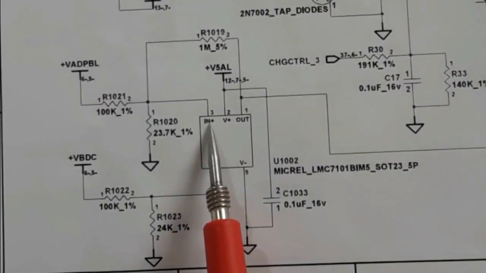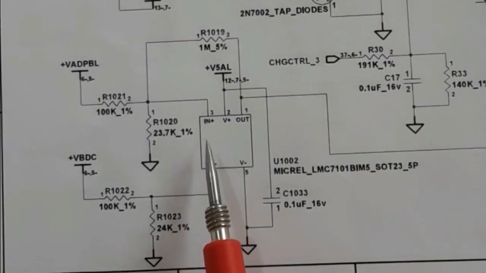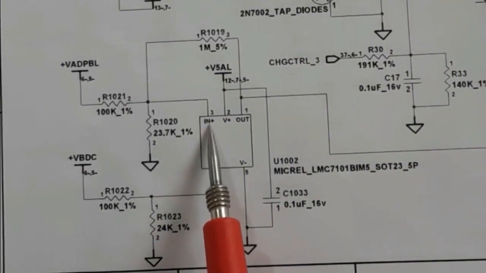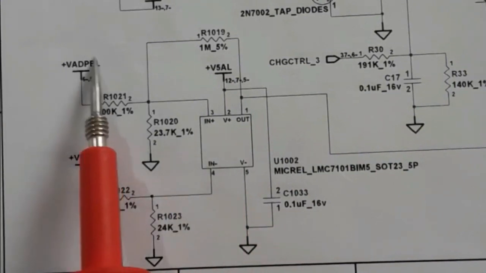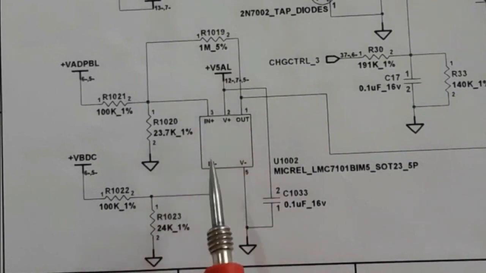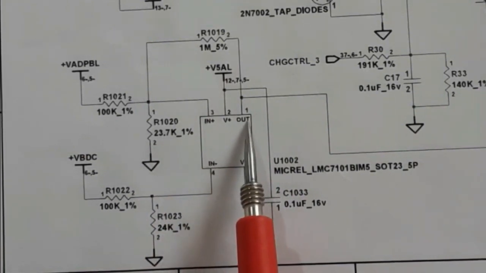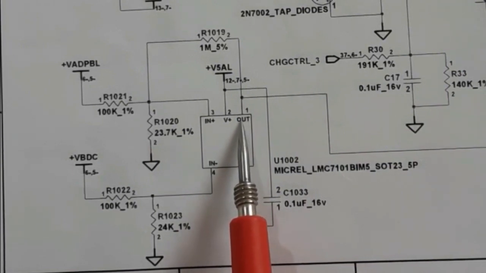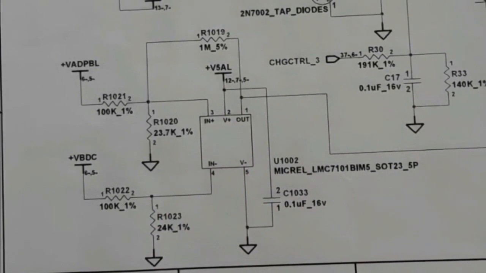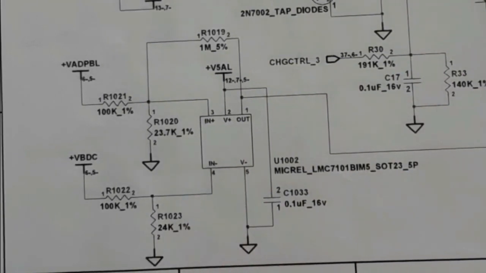As you can see, this is the input voltage. It can be 19 volts, the V adapter. This is the V plus, the working voltage, 5 volts for the IC. And here we have the output voltage. Usually the output voltage will be less than the input voltage. And here we have the ground, V minus.